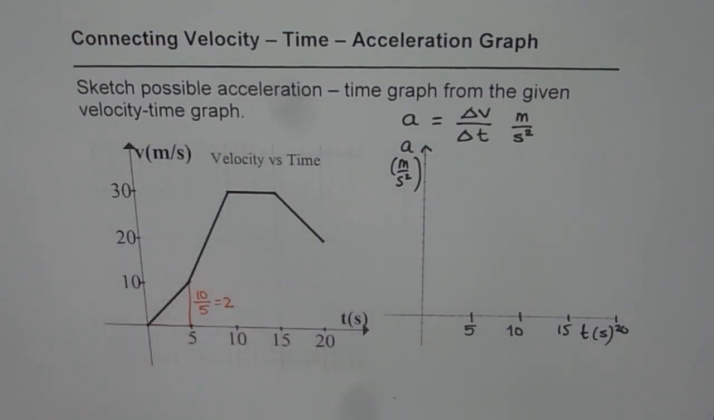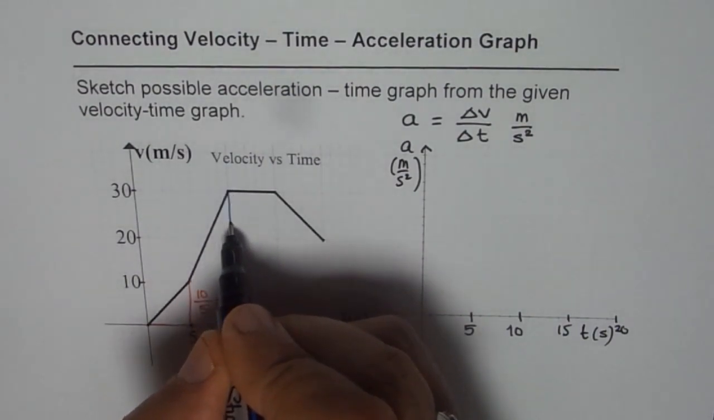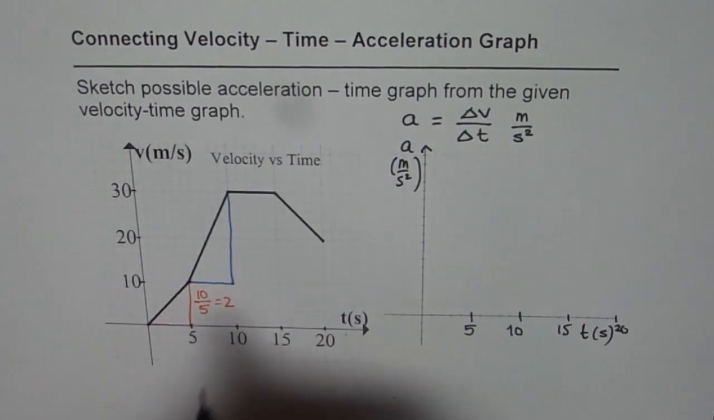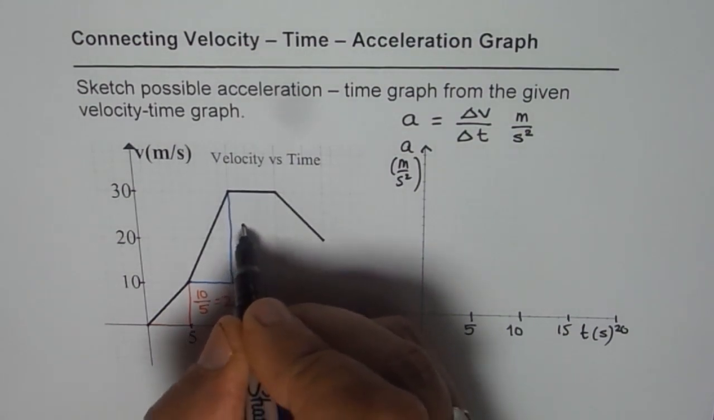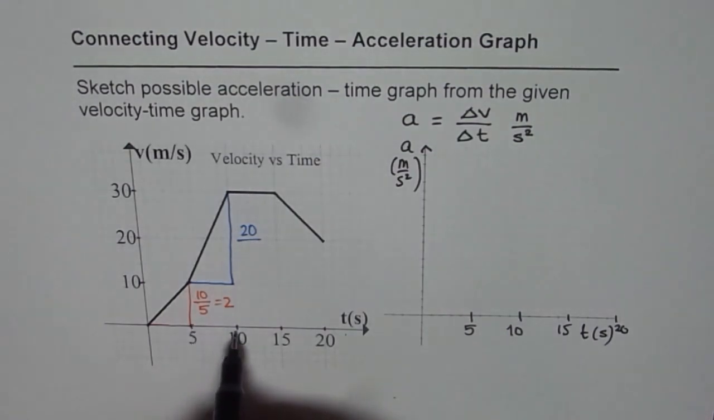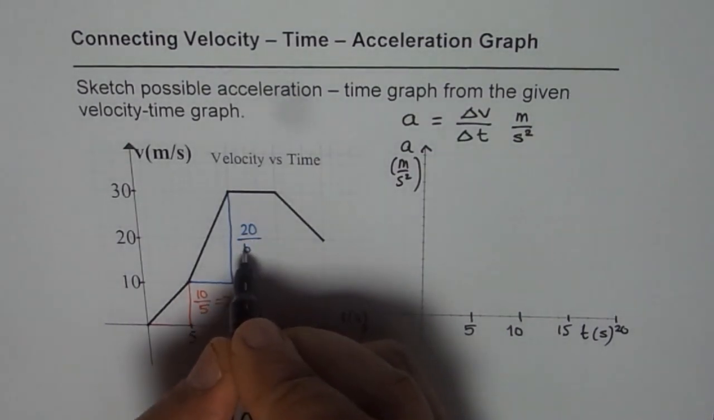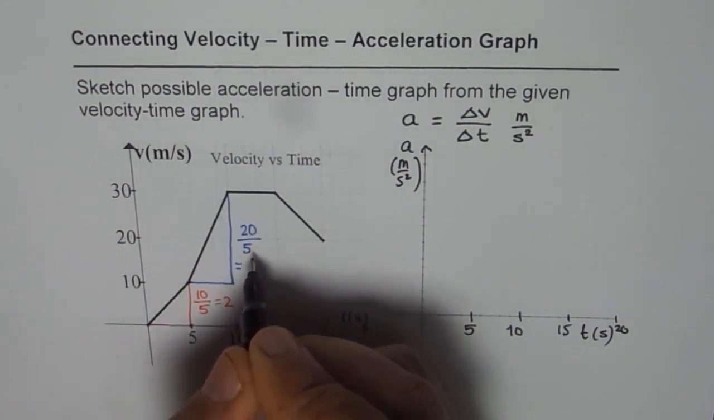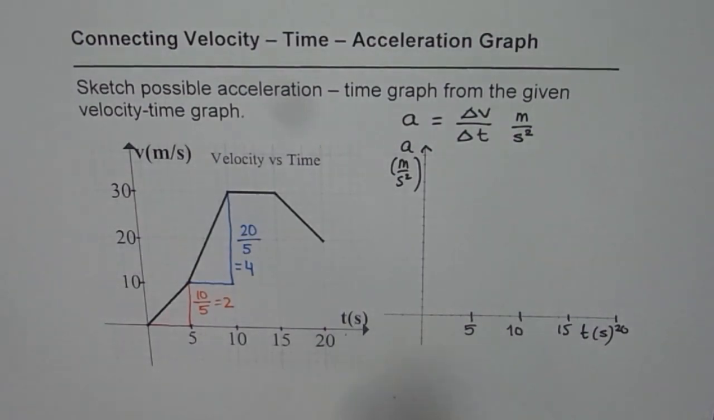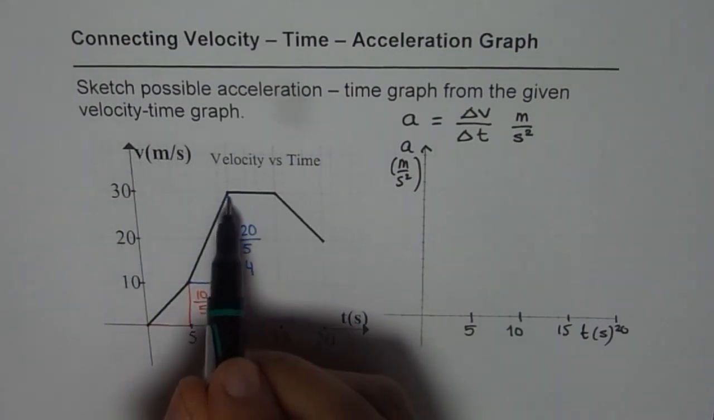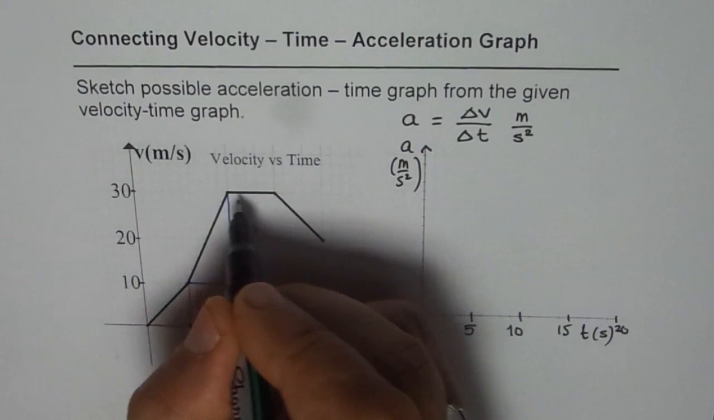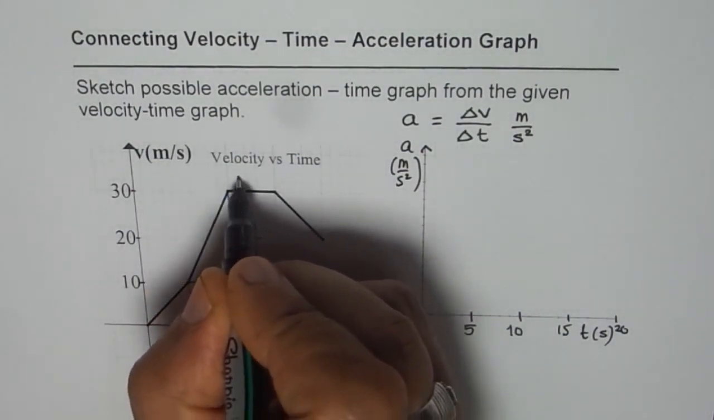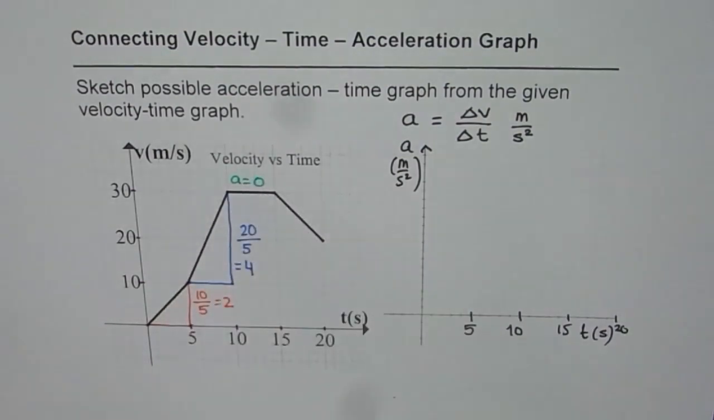Now let's calculate the acceleration in the next one. We'll find the slope here again. In this case, the change is from 10 to 30. That means this rise is 20, and the run here is 5 to 10. 10 minus 5 is 5. So we get 20 over 5, which is indeed equal to 4. Now in the third leg, velocity is constant. It moves at 30 meters per second for 5 seconds. Constant means zero change, so in this case, acceleration is 0. There is no change in velocity.